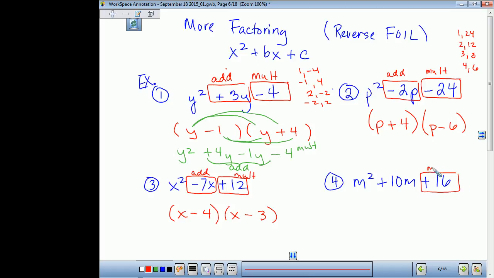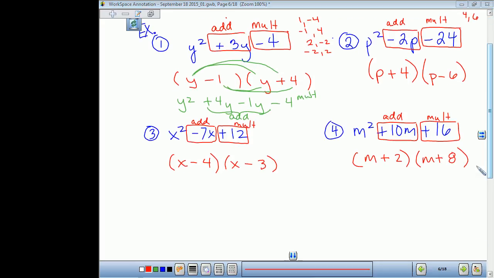What can you multiply to get 16 that you can add to get 10? And this problem is going to look familiar. Okay, what do you think, Colin? 8 and 2. m plus 2 times m plus 8.